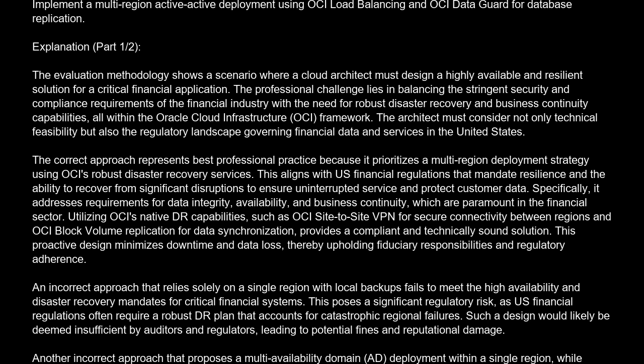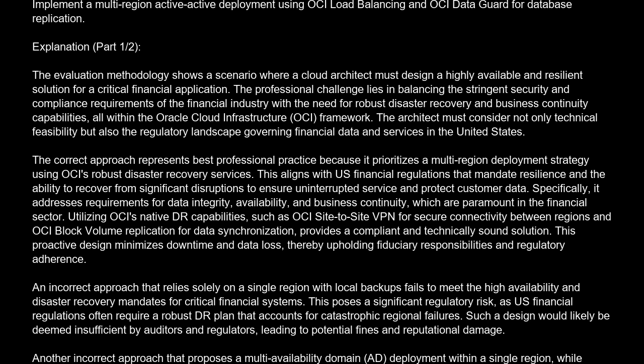Utilizing OCI's native DR capabilities, such as OCI Site-to-Site VPN for secure connectivity between regions and OCI block volume replication for data synchronization, provides a compliant and technically sound solution. This proactive design minimizes downtime and data loss, thereby upholding fiduciary responsibilities and regulatory adherence. An incorrect approach that relies solely on a single region with local backups fails to meet the high availability and disaster recovery mandates for critical financial systems.